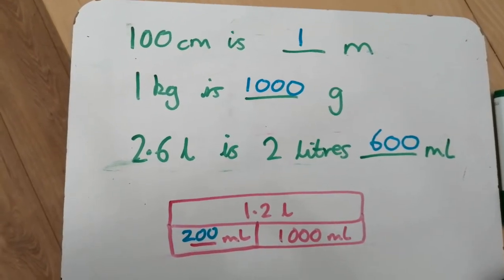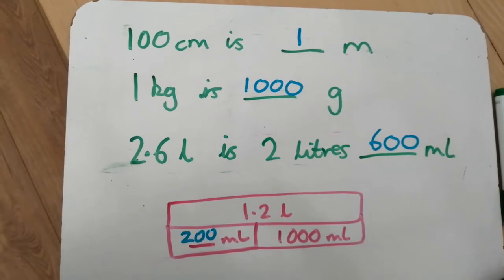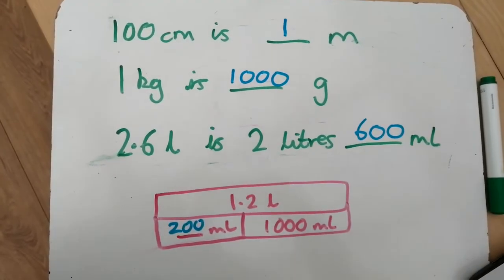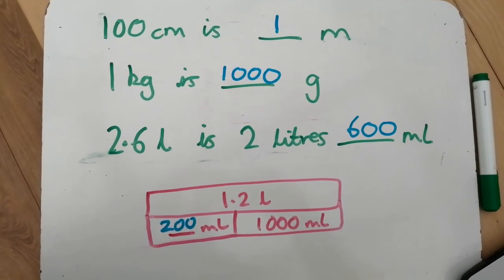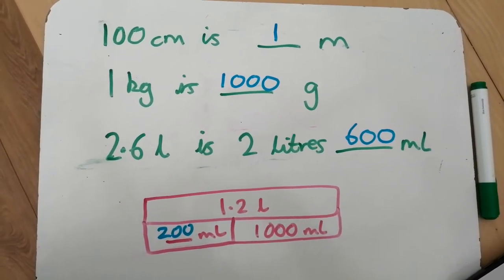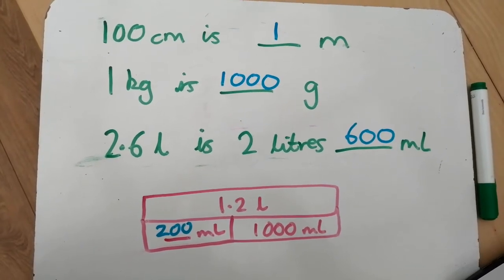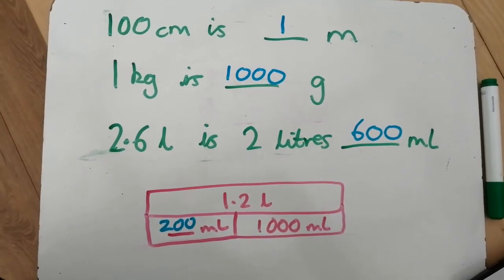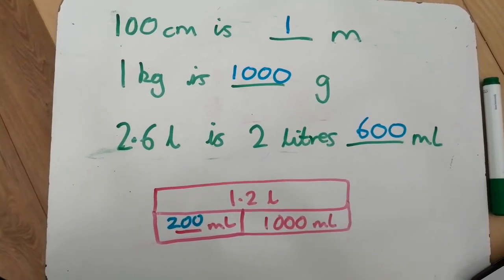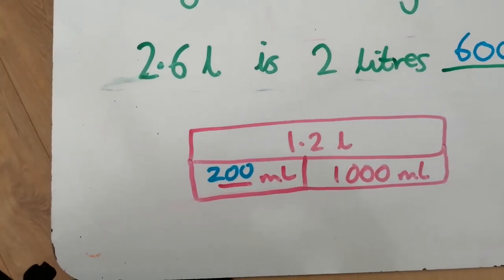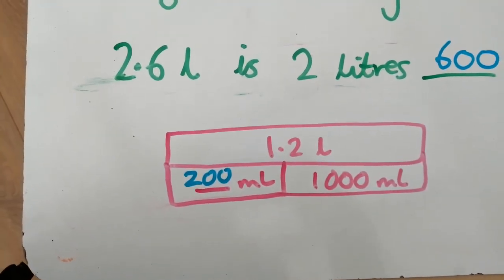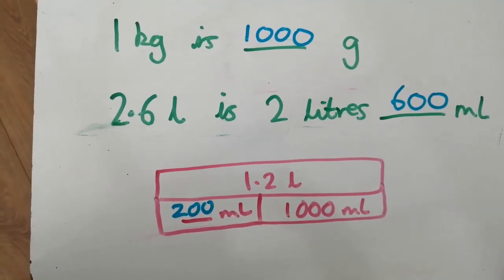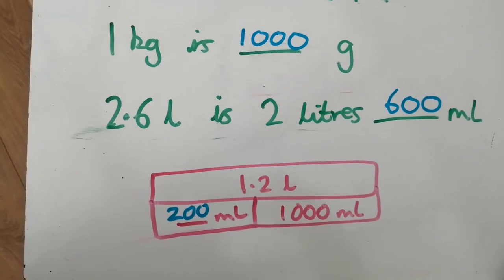And there are your answers. 100 centimetres is 1 metre, 1 kilogram is 1000 grams, so 2.6 litres is 2 litres and 600 millilitres because there are 1000 millilitres in a litre. Milli and kilo both stand for 1000. And so therefore at the bottom in the bar model, the missing space is 200 millilitres. People often get litres muddled up. You really need to remember there are 1000 millilitres in a litre.